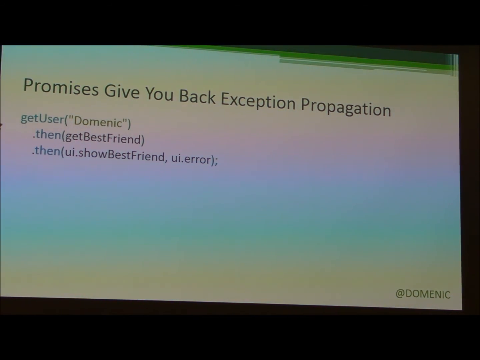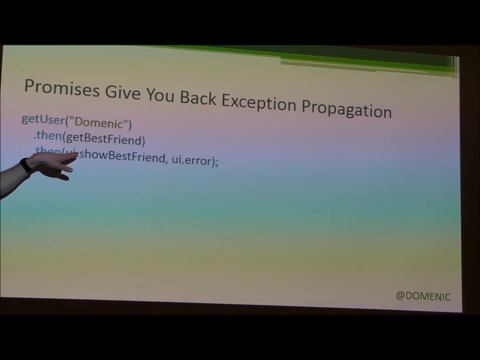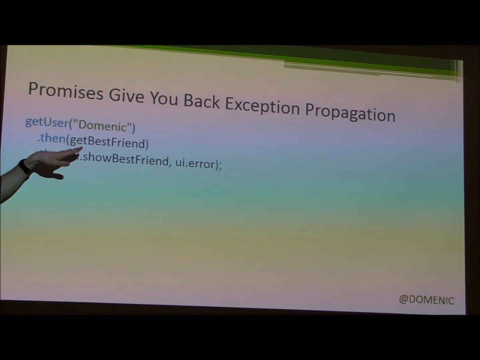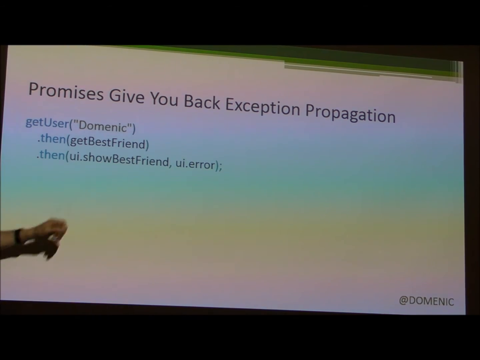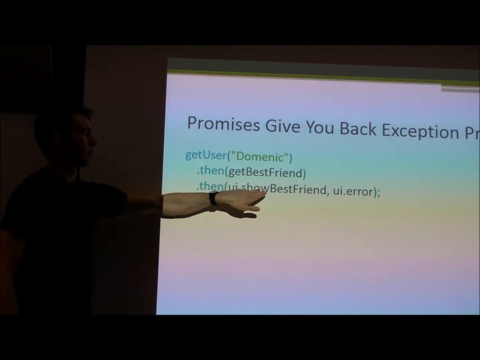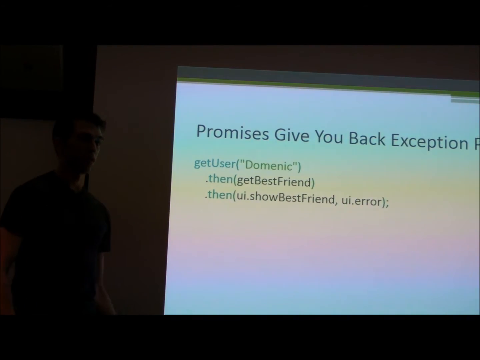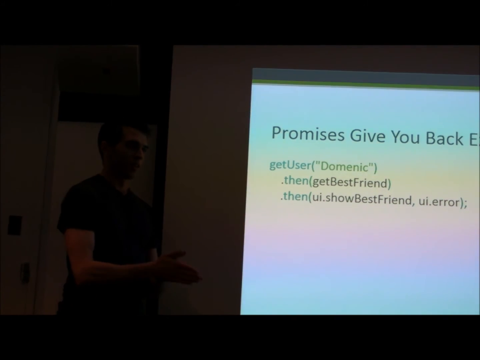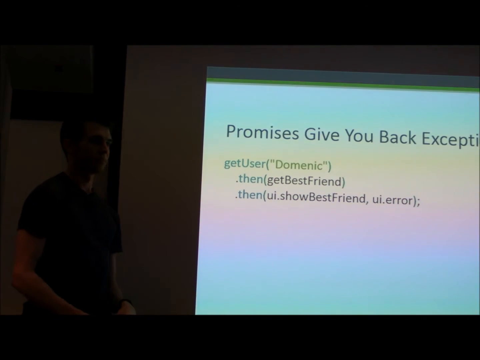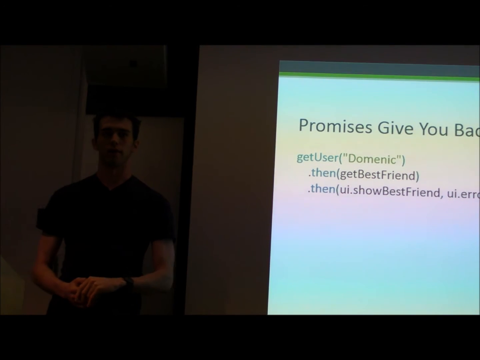They say, get the user, then if that succeeds, get the best friend. Then if that succeeds, show the best friend. But if it doesn't succeed, then error. And if any of those steps fail, it'll go to the error. There's actually a slight typo here. I should have a separate line for the error, because right now, if show best friend errors, it will not be caught by this. Sorry about that. There should be an extra line. It should be .then undefined, comma, UI.error. I'm tempted to edit that right now, but I've never seen that work well in live PowerPoints.